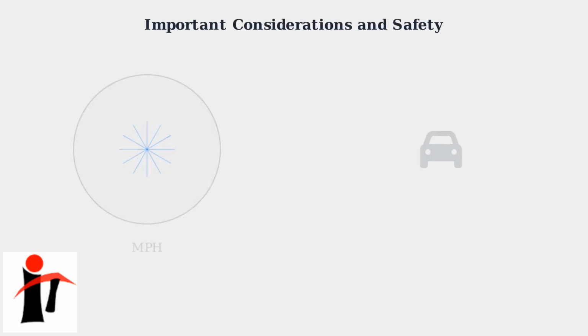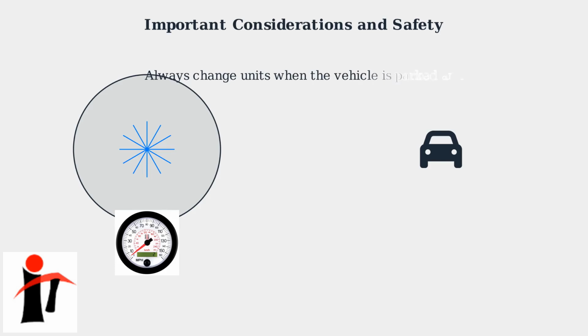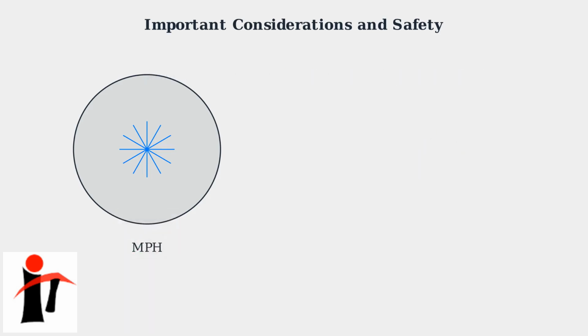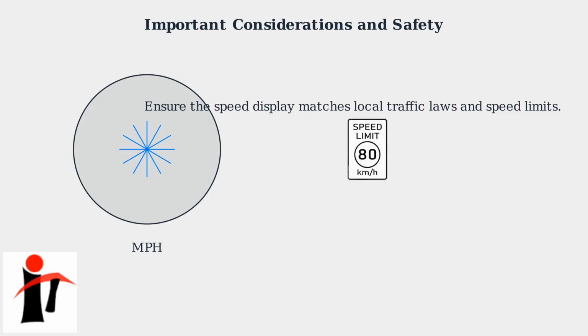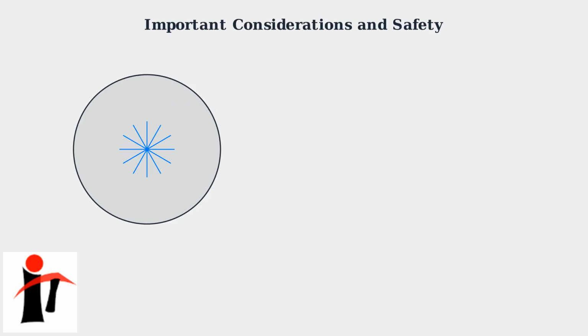Important considerations for safety when changing Tesla speed units include timing and local regulations. Always make unit changes when the vehicle is parked and not in motion to avoid any distractions while driving. This helps maintain focus on the road and prevents potential safety hazards.